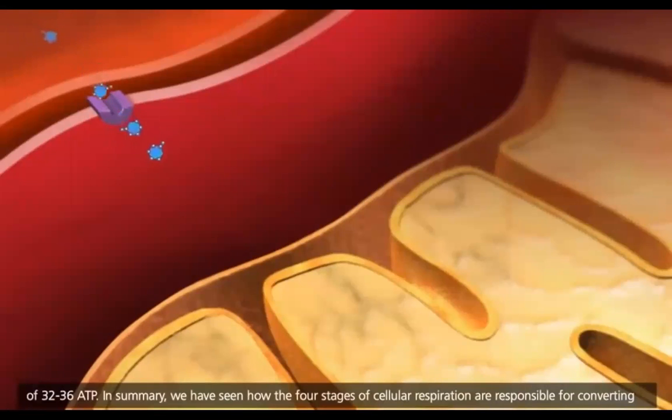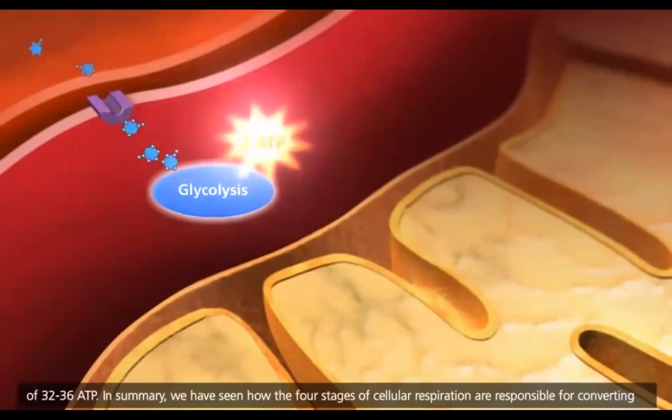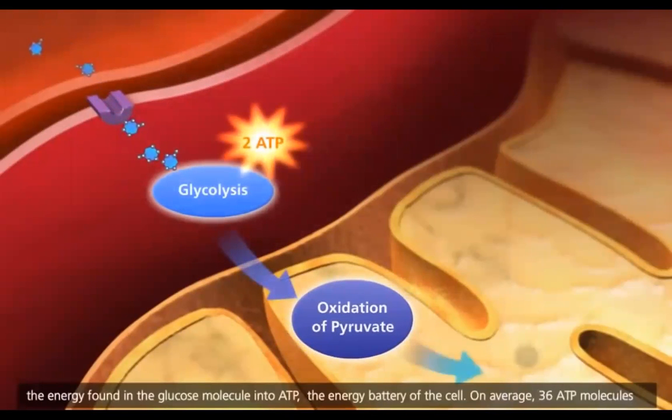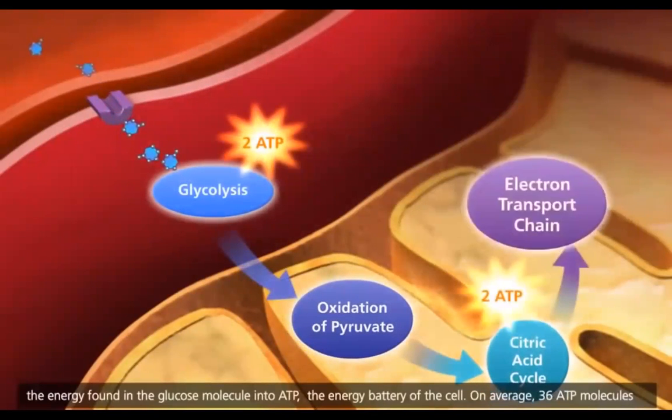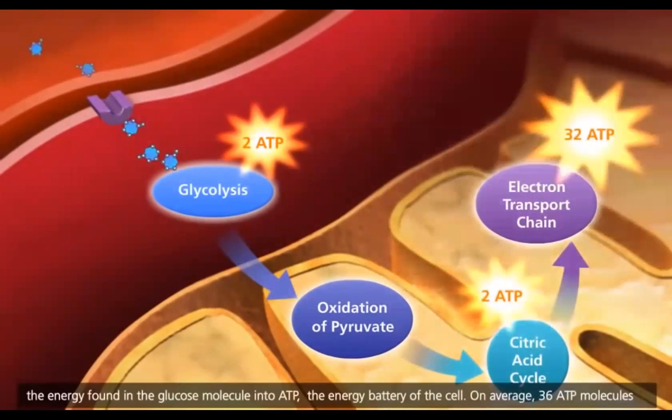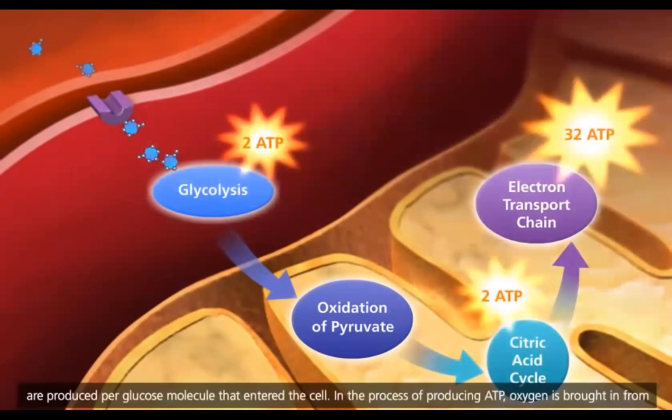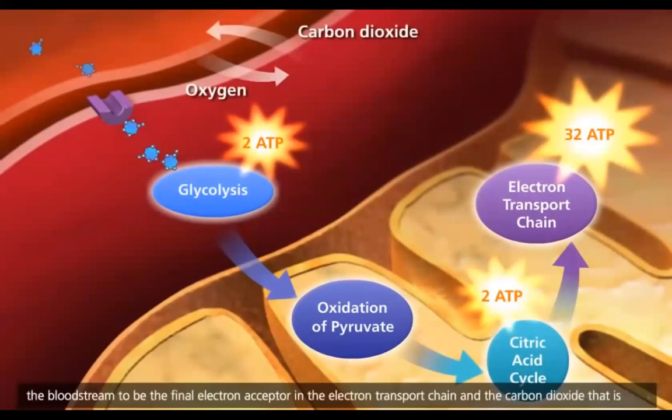In summary, we have seen how the 4 stages of cellular respiration are responsible for converting the energy found in the glucose molecule into ATP, the energy battery of the cell. On average, 36 ATP molecules are produced per glucose molecule that enters the cell. In the process of producing ATP, oxygen is brought in from the bloodstream to be the final electron acceptor in the electron transport chain, and the carbon dioxide that is produced as a byproduct is released.